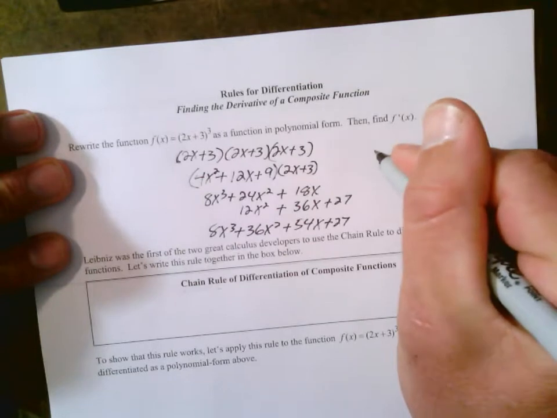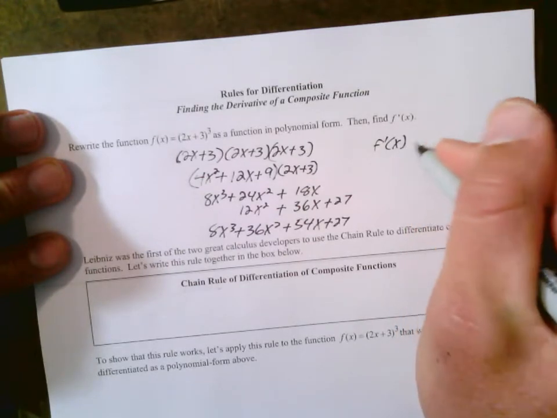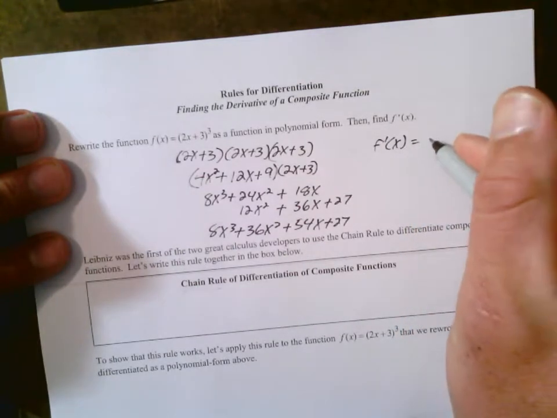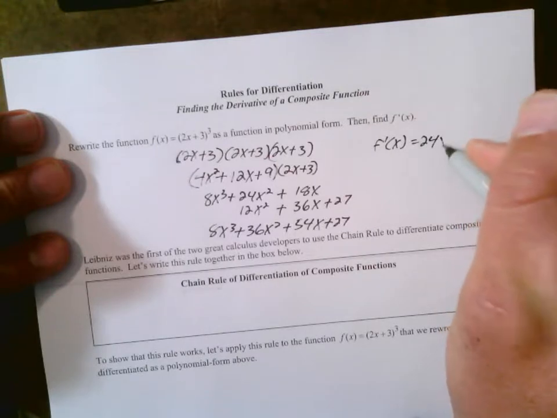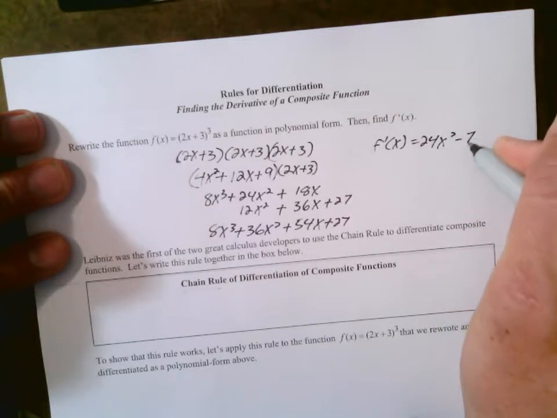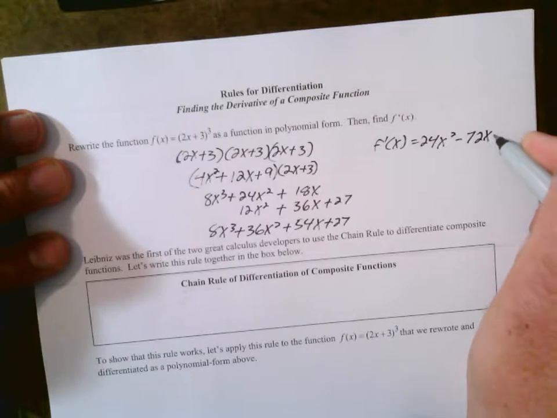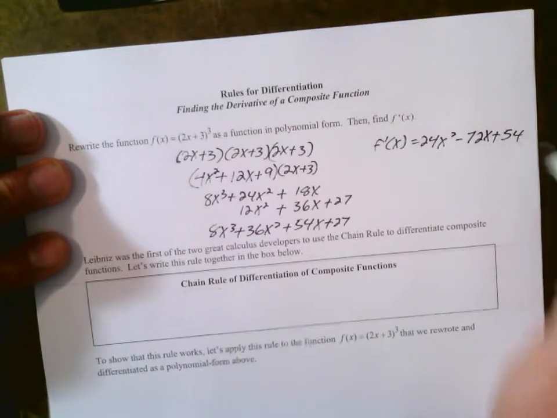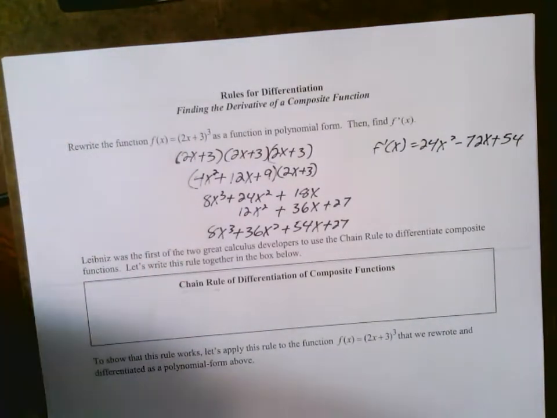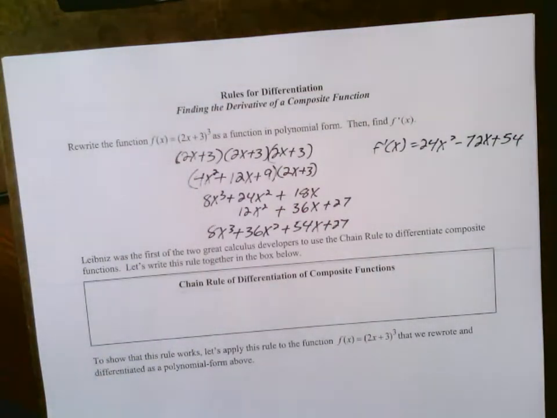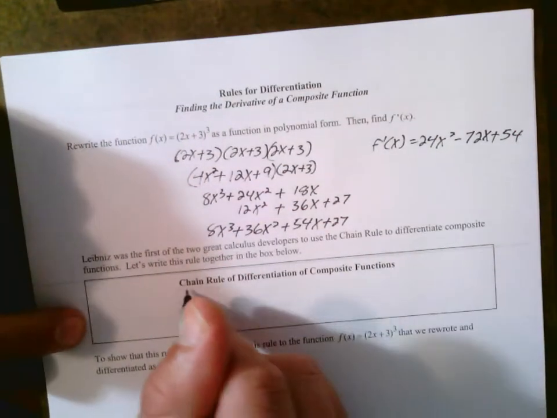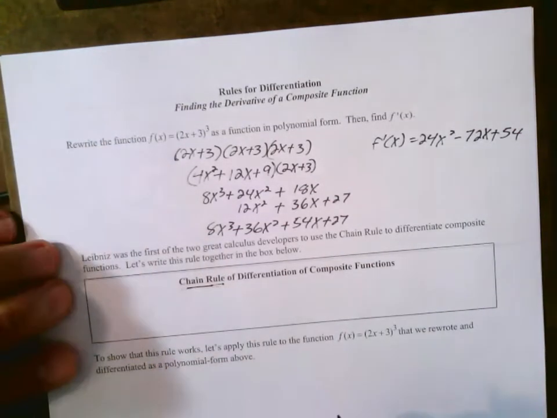And when I find the derivative of that, I get 24x squared plus 72x plus 54. So there may be an actual rule where we are going to save some time: the chain rule for composite functions.